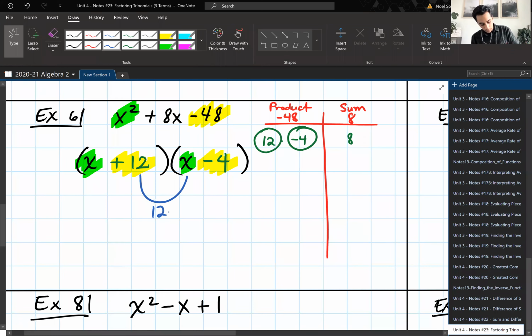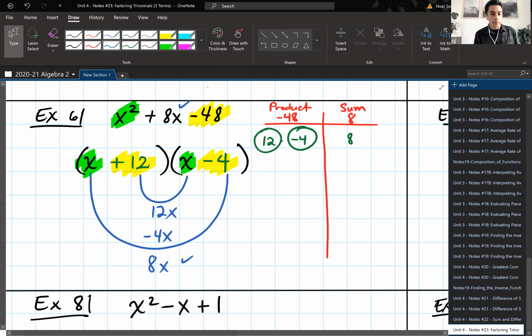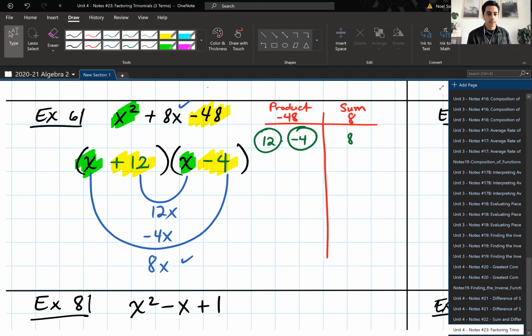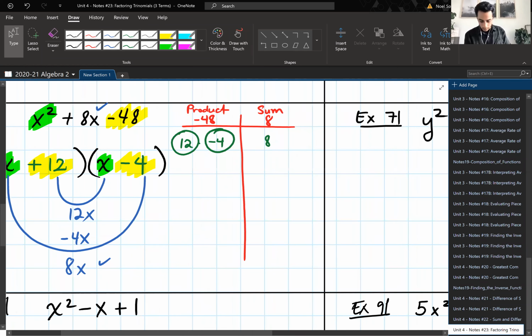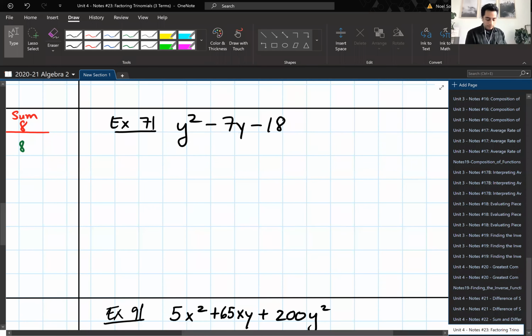12 times x is 12x. X times, I'm sorry, x times negative 4 is negative 4x. Okay, you can see how this just ends up being 12 minus 4x, so we get 8x. So that checks out, that's the term that we were looking for. Okay, any questions on number 6? Okay. All right, number 7.